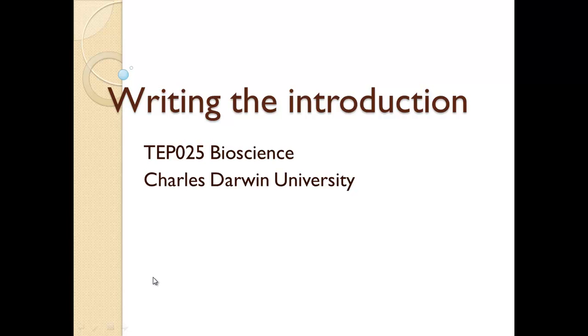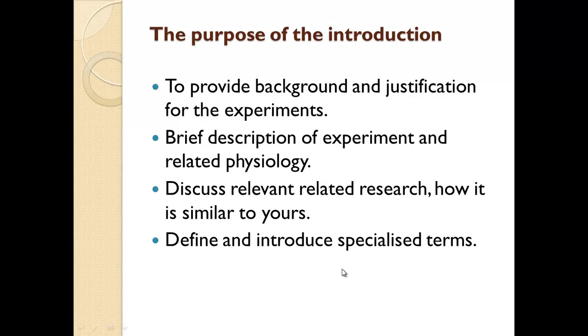In this video, I'll be showing you how to write the introduction to your lab report. The first part of the introduction provides the background and justification for your experiments. In this paragraph, each experiment is briefly described along with the physiological processes involved. Definitions of relevant terms are included. Previous research is cited and summarised with in-text referencing and how the current experiment fits in with these previous studies.